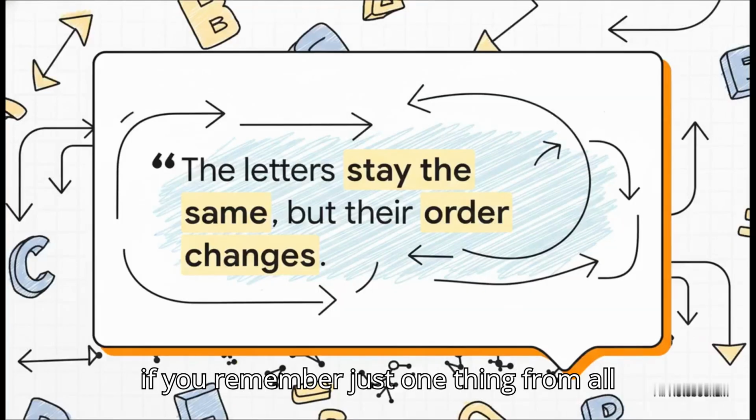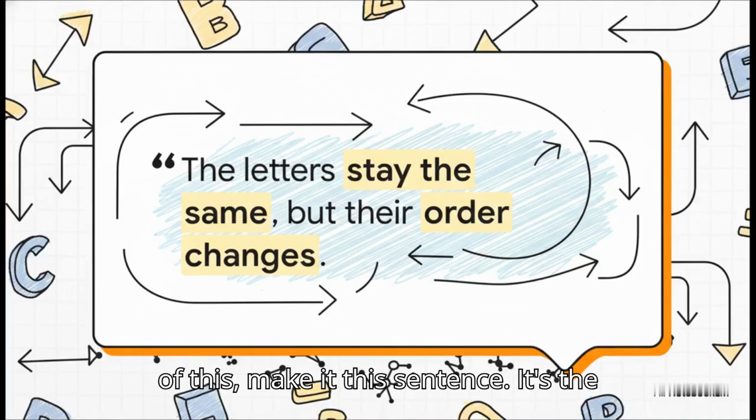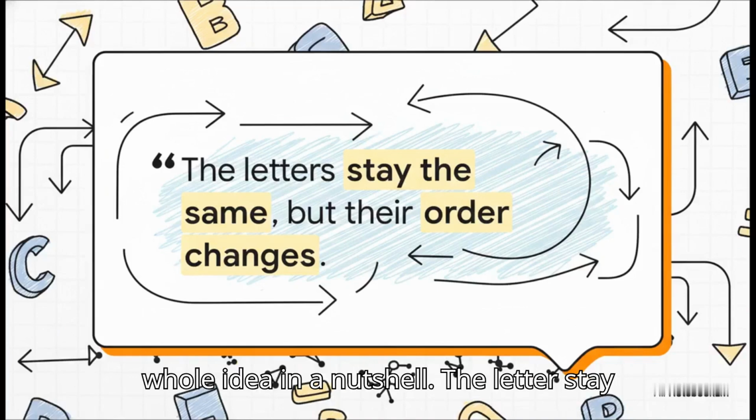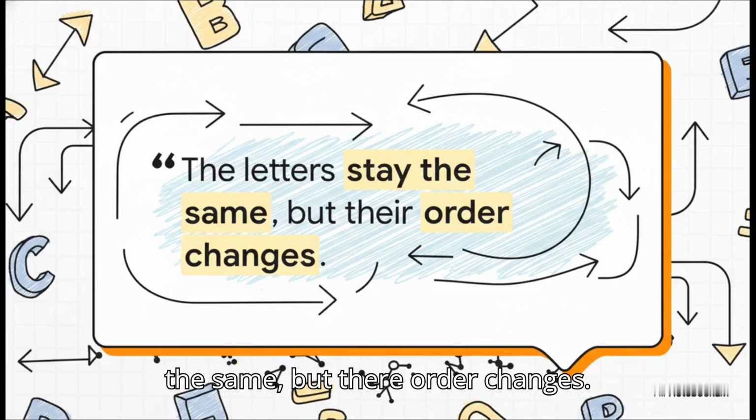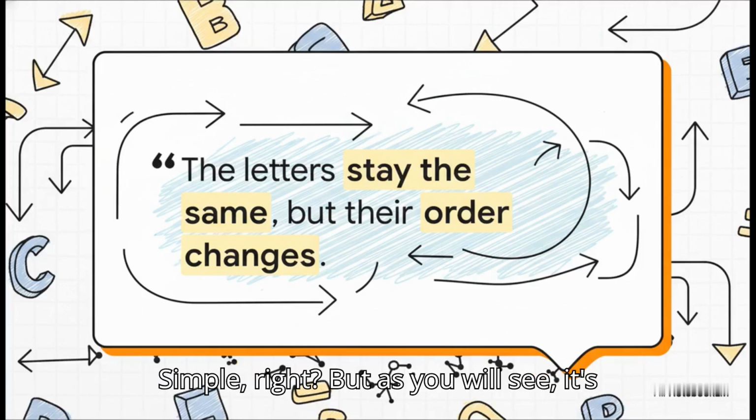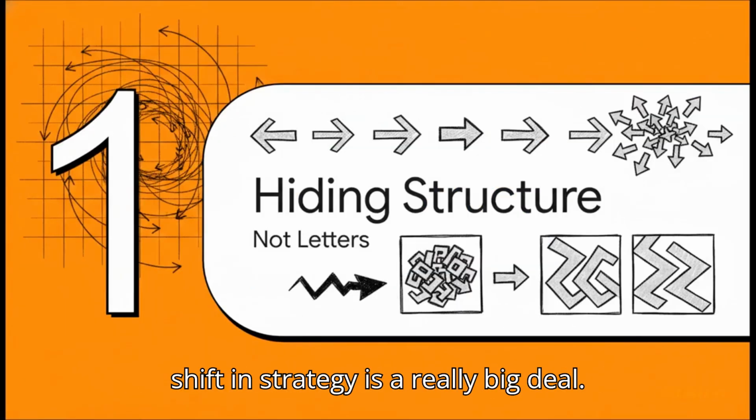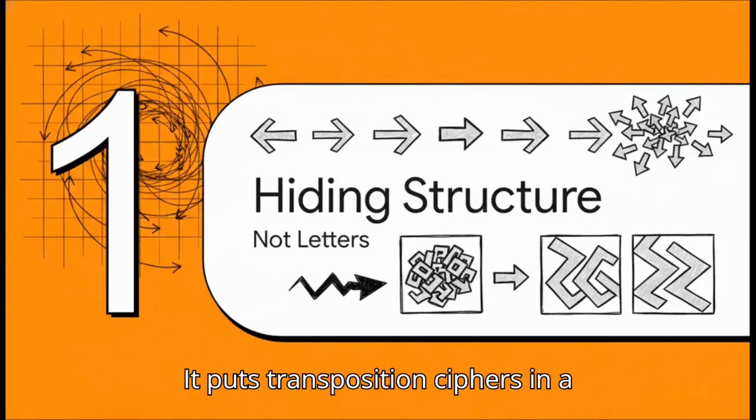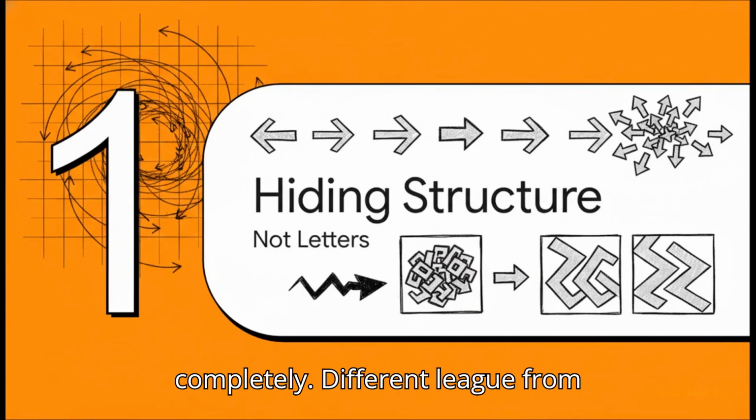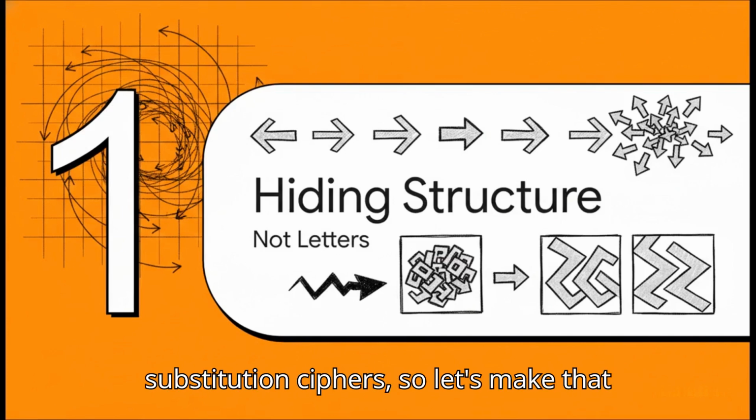So look, if you remember just one thing from all of this, make it this sentence. It's the whole idea in a nutshell. The letters stay the same, but their order changes. Simple, right? But as you'll see, it's an incredibly powerful concept. And this shift in strategy is a really big deal. It puts transposition ciphers in a completely different league from substitution ciphers.